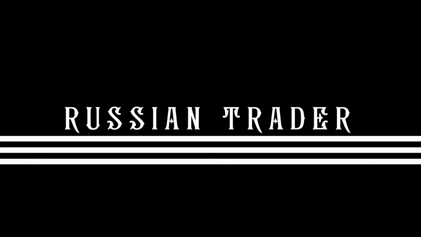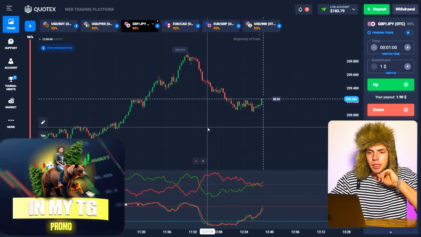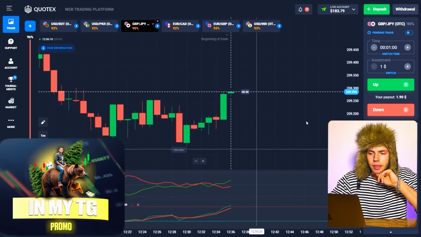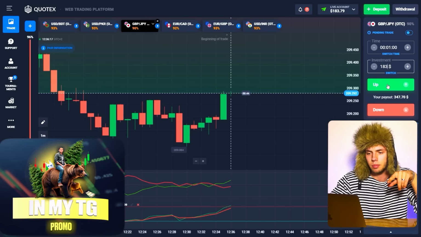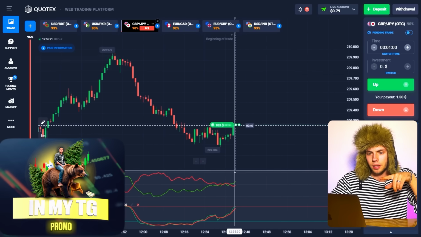Let's take a look at another pair. Okay, let us see what Great Britain pound to Japanese yen is offering us. Alright, here we have an upgoing trend right now. You see, it was also a downgoing trend before, and right now we should enter the beginning of a trend, alright?